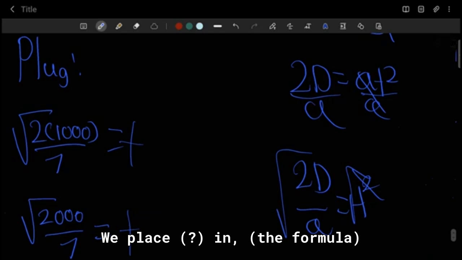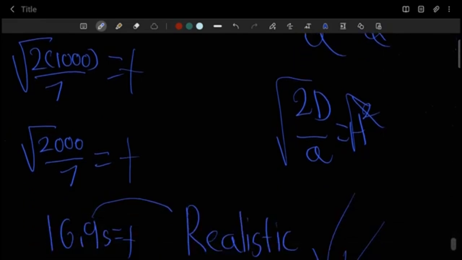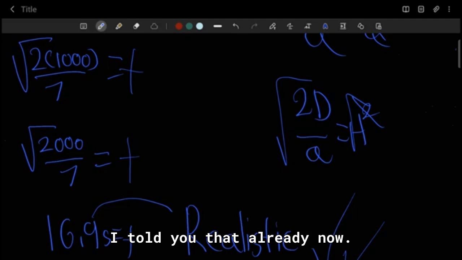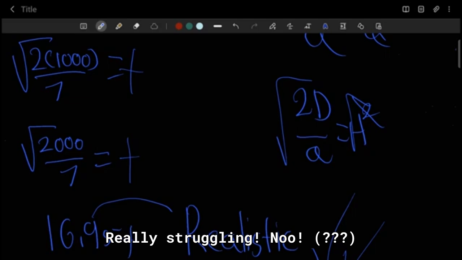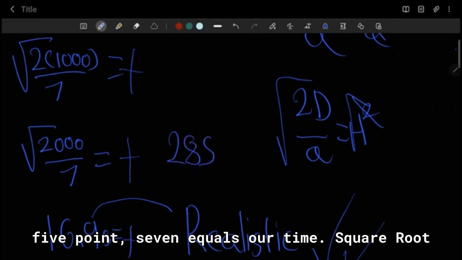We plug this back in. 2 times 1,000 meters divided by 7 meters per second squared gives us our time. Calculator, come on, do it. So 2 times 1,000 is 2,000, and 2,000 divided by 7 is 285.7, equal to our time squared.